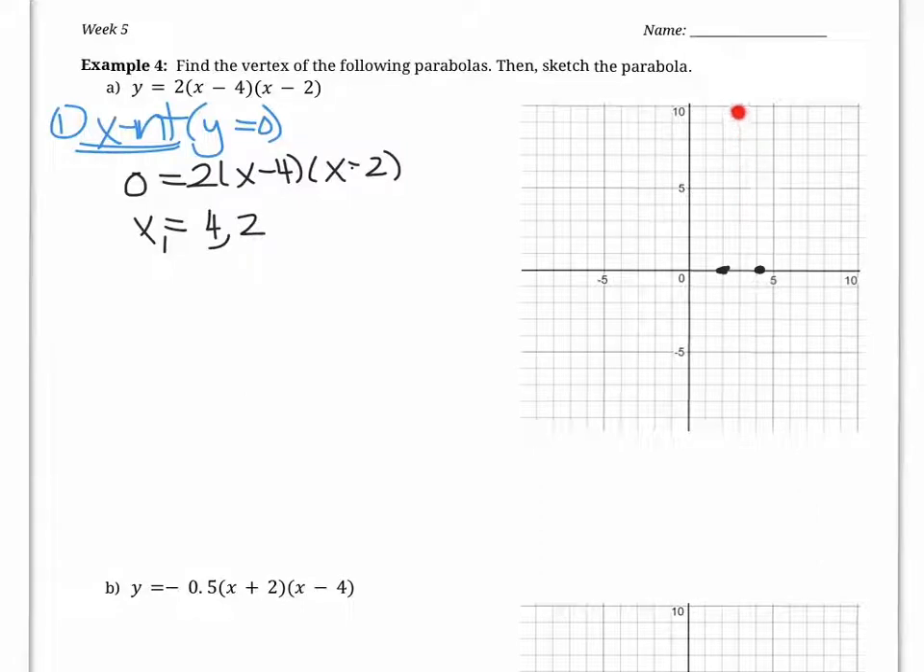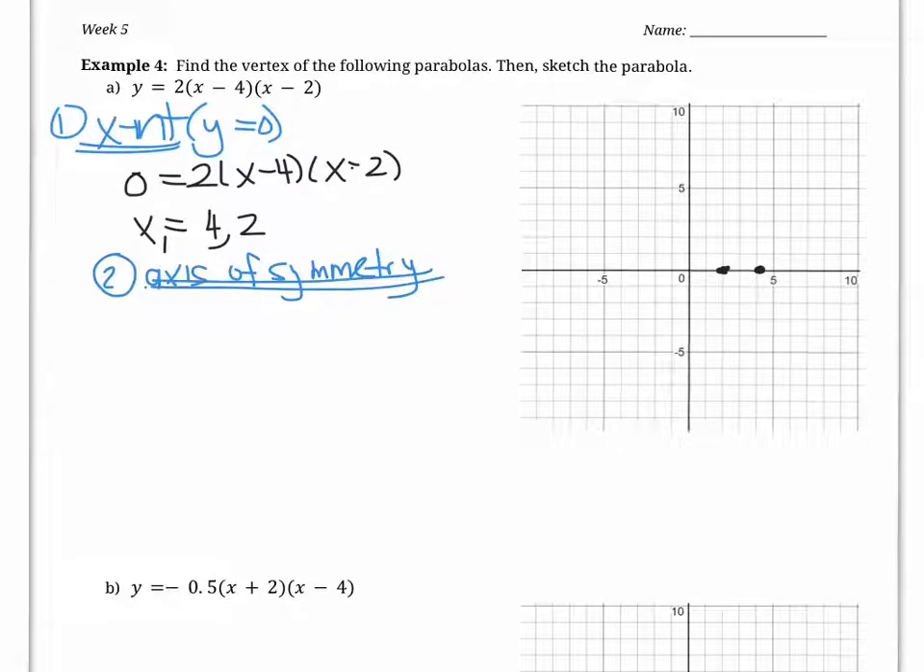Well, the vertex has to lie exactly in the middle of these two points. So how do we find the middle? Well, that just means we're going to be finding the axis of symmetry. So let's find the axis of symmetry. And we practiced how to do this without a picture before. All we're going to do is find the average of the x-intercepts. So add the first x-intercept and the second x-intercept and divide it by 2. And that's going to give us the axis of symmetry.